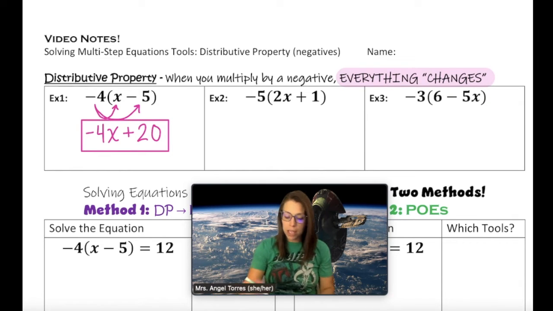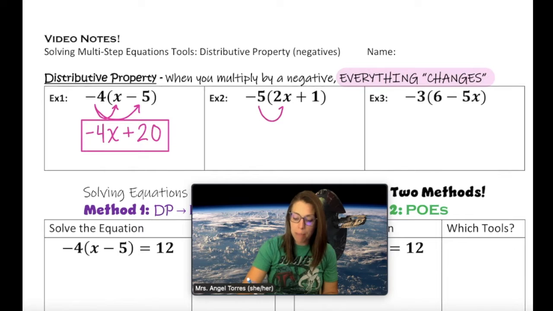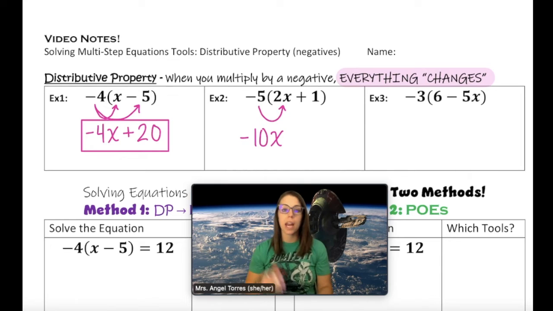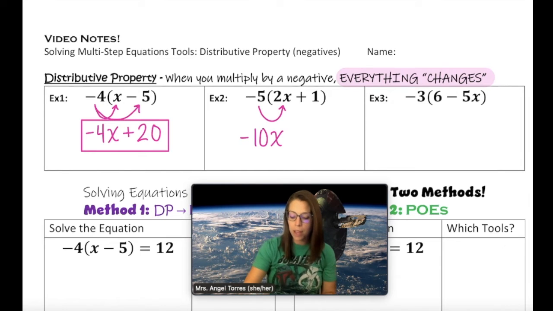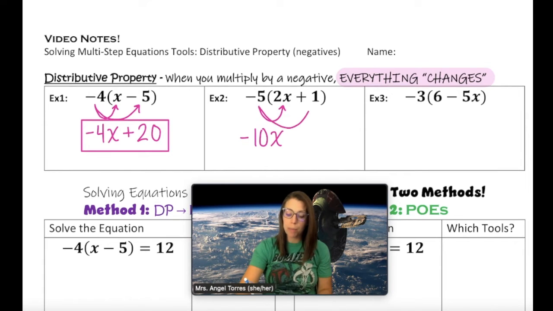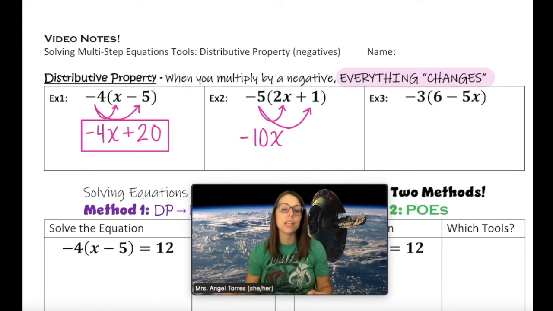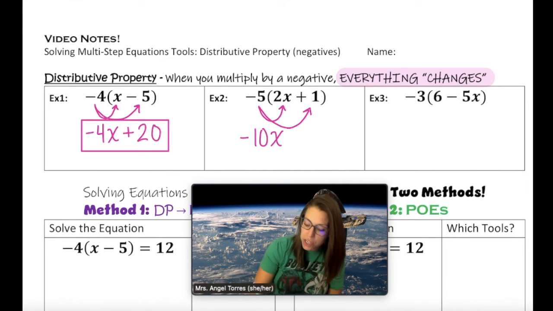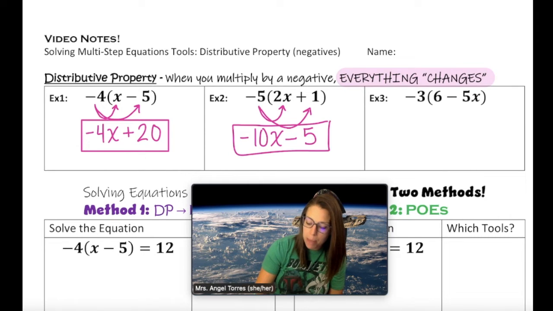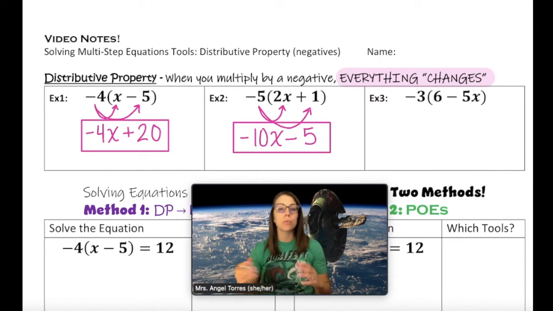Looking at the middle one here, if I multiply negative 5 by a positive 2x, a negative times a positive is a negative, this would become negative 10x. So again, I went from positive to negative. And multiplying negative 5 by a plus 1, well, that's going to change because adding a negative becomes subtraction. So this changes into subtraction, and 5 times 1 is 5. Negative 10x minus 5. Everything that was originally in the parentheses had to change.